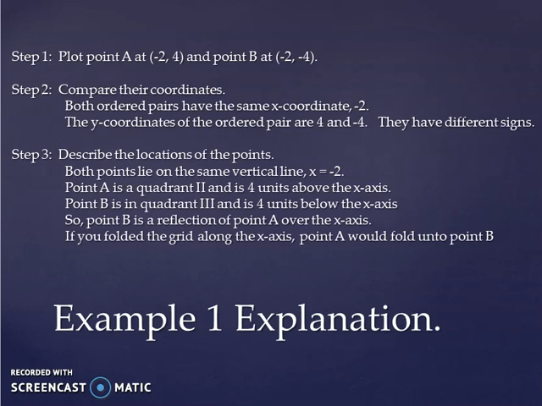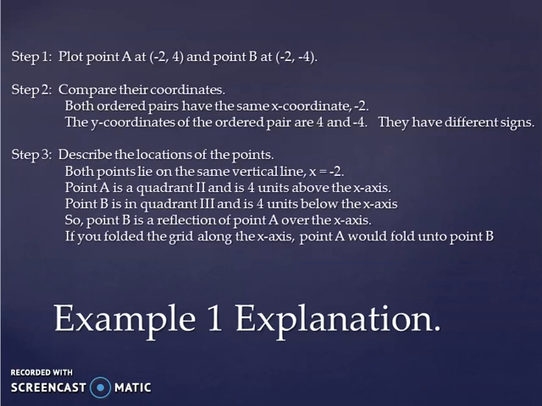Now, here we're just comparing these two ordered pairs based on what we see on the coordinate plane. So let's compare what we see. Both ordered pairs have the same x coordinate, so both of them have a -2. That didn't change for us here. The y coordinates of the ordered pairs are 4 and -4, and they have different signs. So when we hopped over the x-axis, the y value changed. When you go across the x-axis, the y value is the one that's going to be changing.